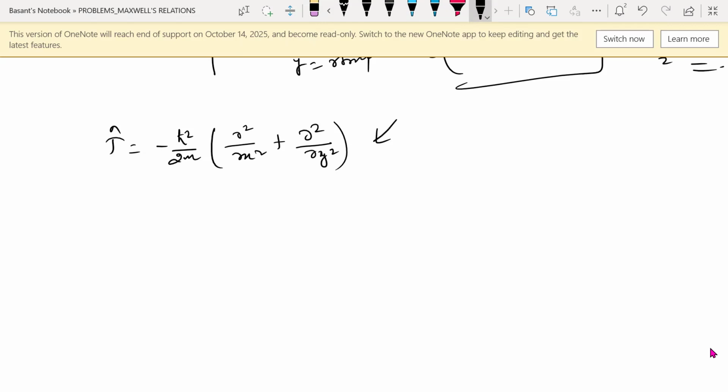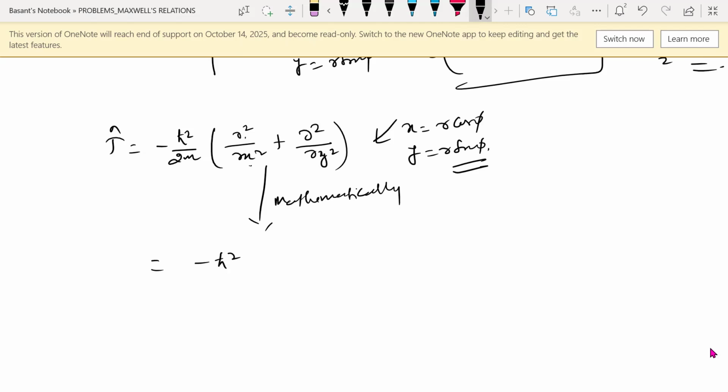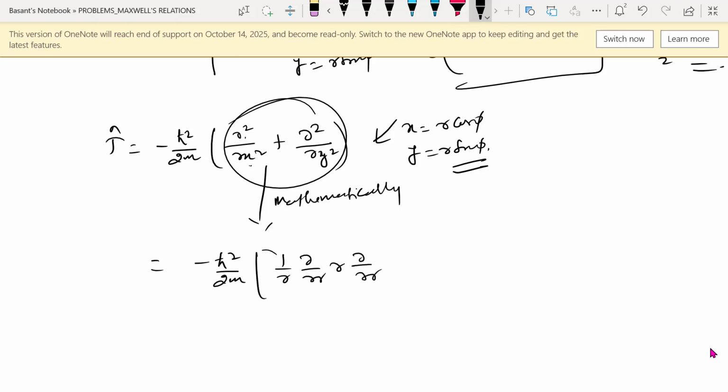So by replacing these differential terms in r, phi terms, taking x equal to r cos phi and y equal to r sin phi, mathematically we get minus h bar squared by 2m, and this is equal to 1 by r del by del r, del by del r plus 1 by r squared del 2 by del phi squared.